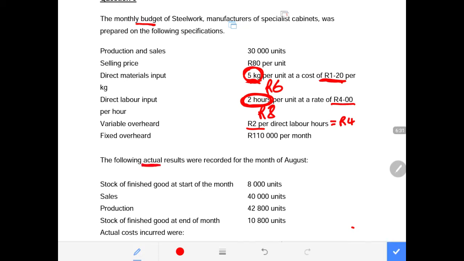This was budgeted. That means when we are doing the budgeted income statement, we need to focus on the budgeted information. And for the actual income statement, or the actual profit, we need to focus on the actual information. Very important to highlight that.